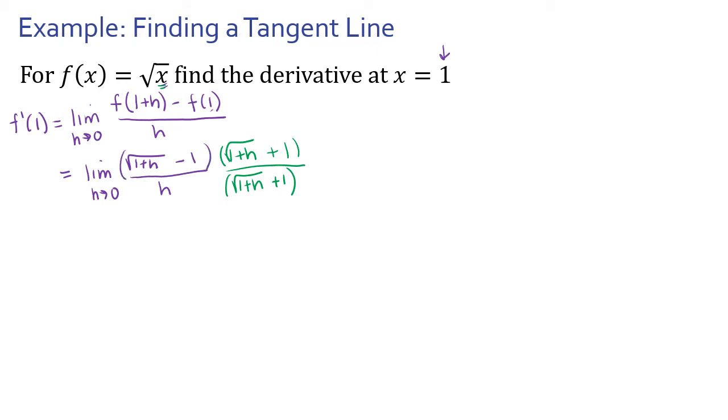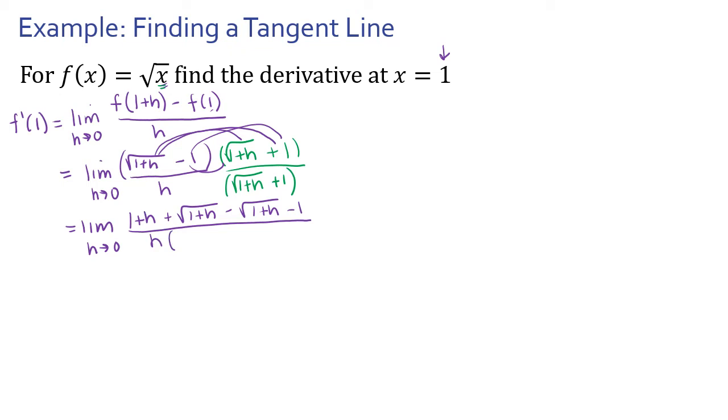let's distribute this through. So I'm going to get the square root of 1 plus h times the square root of 1 plus h is just 1 plus h. It undoes that square root. And then I've got plus the square root of 1 plus h, and then minus the square root of 1 plus h, and then minus 1, all over, and I'm going to keep this factored, h times the square root of 1 plus h plus 1.